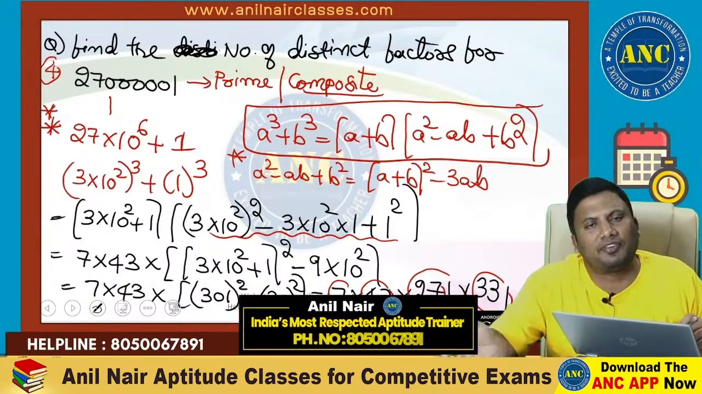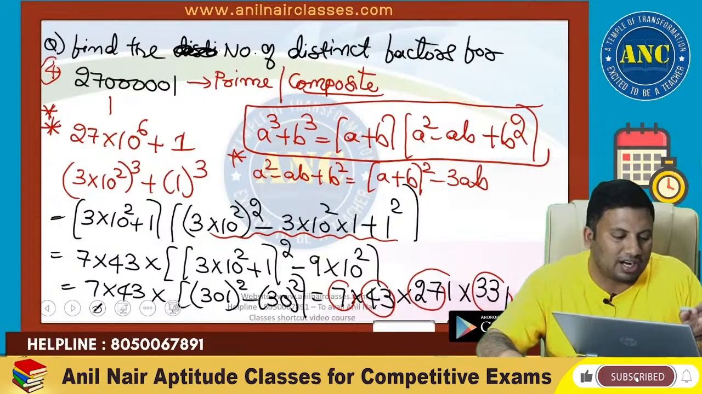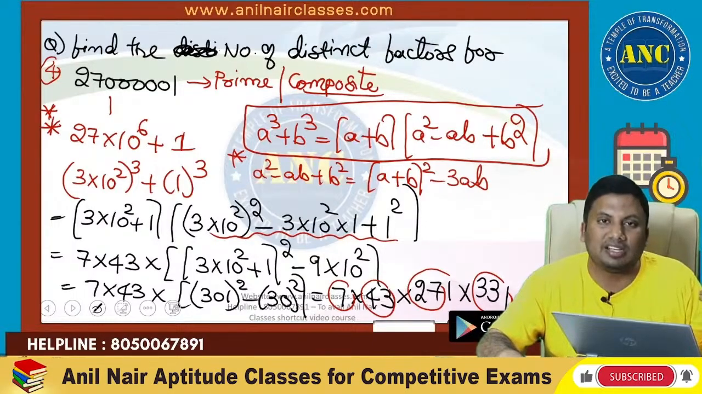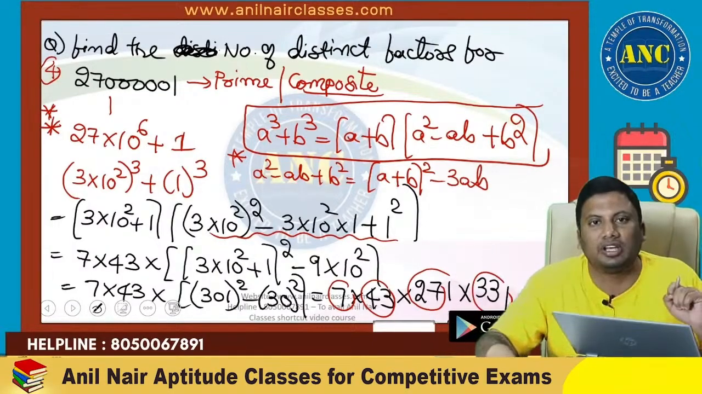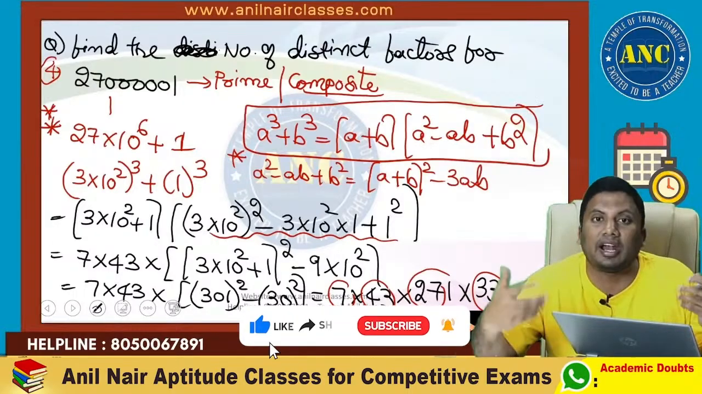Try to find out the factors: 2 is not a factor, 3 is not a factor, 5 is not a factor, divide this by 7, then again find out whether 11 is a factor. Try to solve it without using this method. Then you will see the difference between Anil Nair's way of solving and others' way of solving.